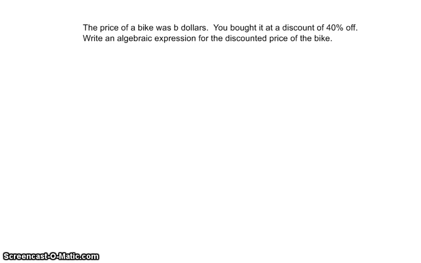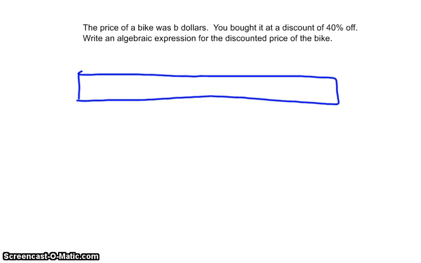A lot of these will be bar models. The price of a bike was $B. Okay, $B. Let's draw that before I even go any further. So my bike was $B. Sweet. Okay. You bought it at a discount of 40% off. I bought it at 40% off.